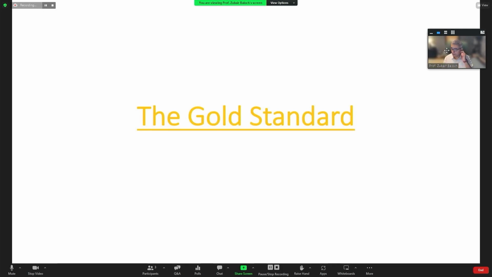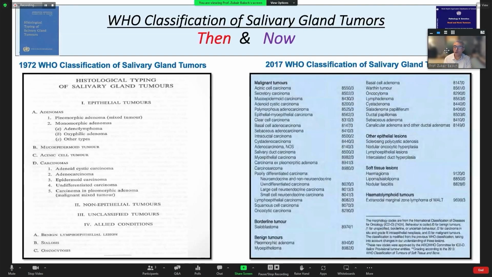I'm going to spend some time on this since I also do surgical pathology and sign out these cases. Our gold standard in cytology is always surgical pathology, and let's see how gold that standard is. Let's take the classification of salivary gland tumors. This is a very interesting slide, as you can see from 1972 to 2017 how this classification has changed, and it was purely a morphology-based classification.